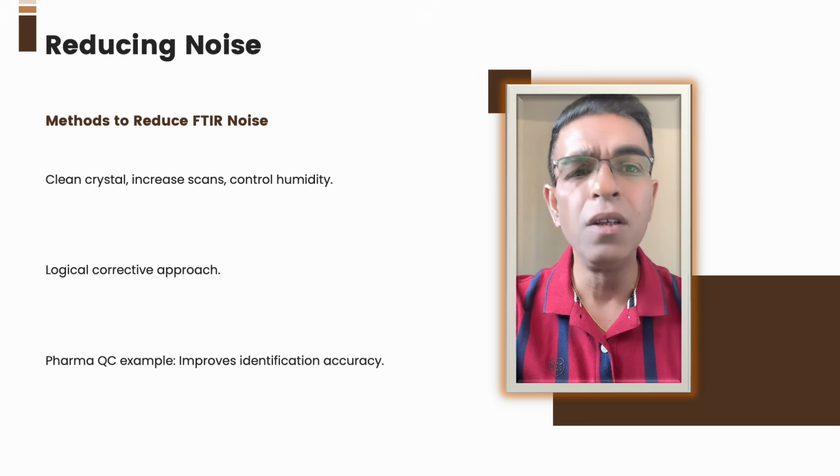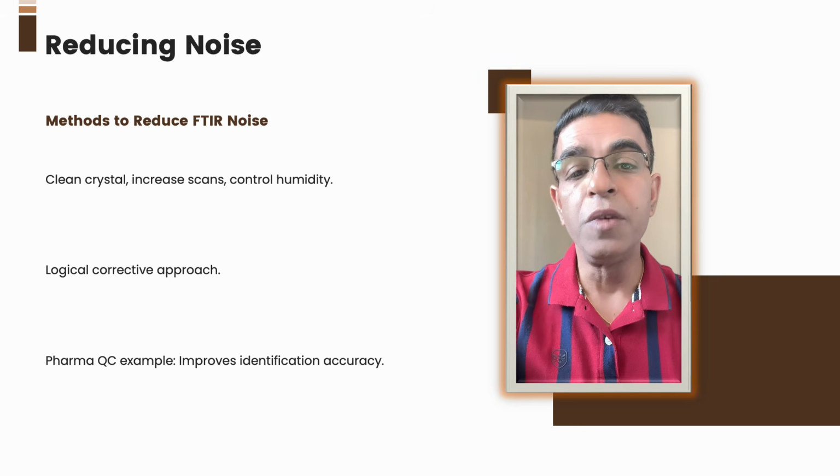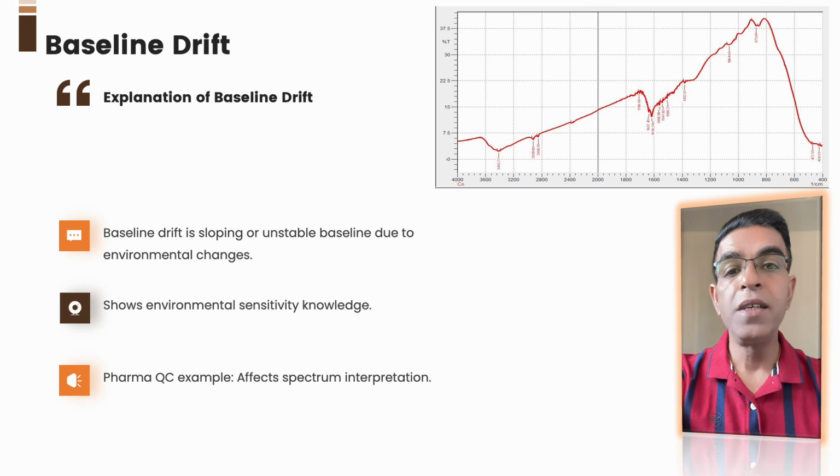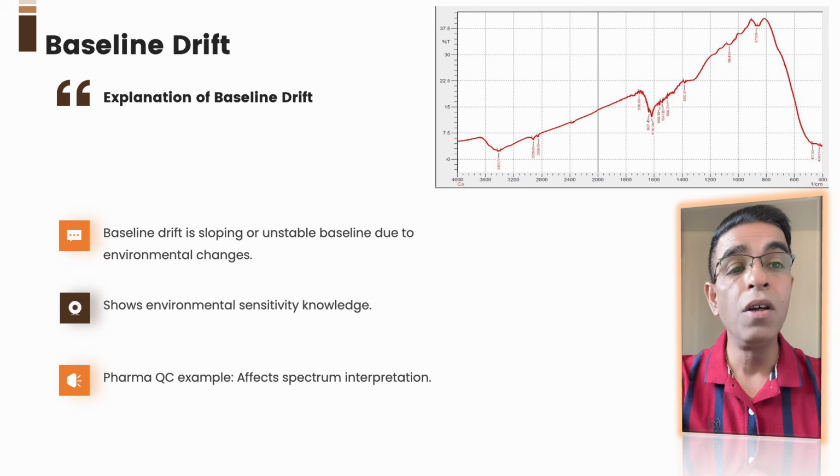This answer works very well because you are not just stating the problem, you are also explaining the solution, which shows strong troubleshooting capabilities. So friends, the next question may be on another common issue. What is baseline drift in FTIR? And you can answer smoothly like this. Sir, baseline drift in FTIR refers to a condition where the baseline of the spectrum becomes unstable or starts sloping instead of remaining flat. So instead of getting a clean, steady baseline, we see a shift or drift in the background line. Then explain the common causes.